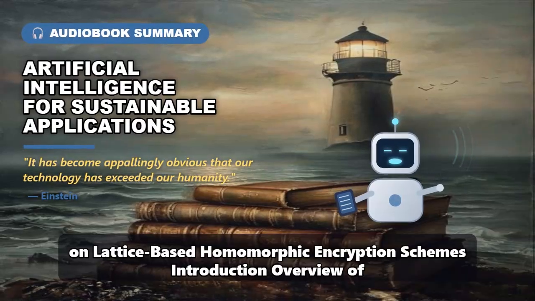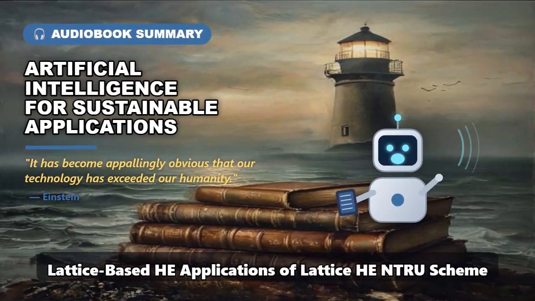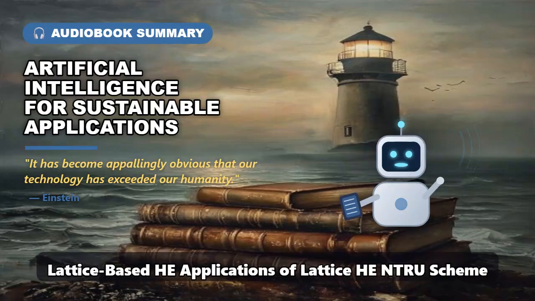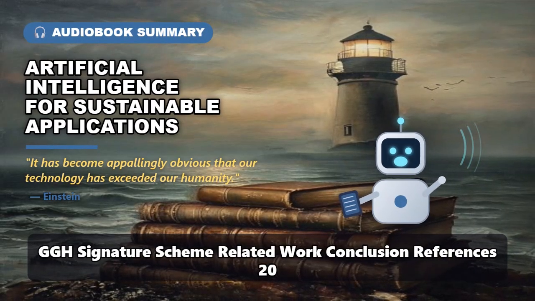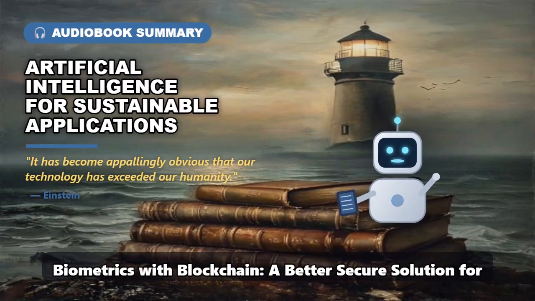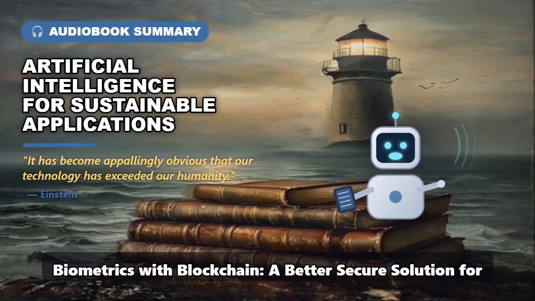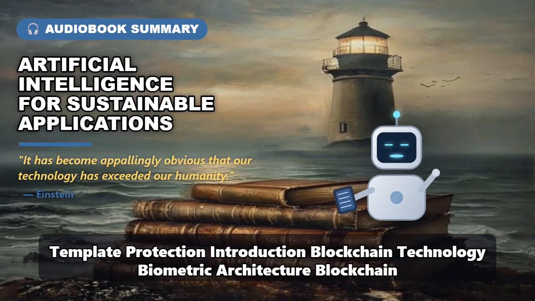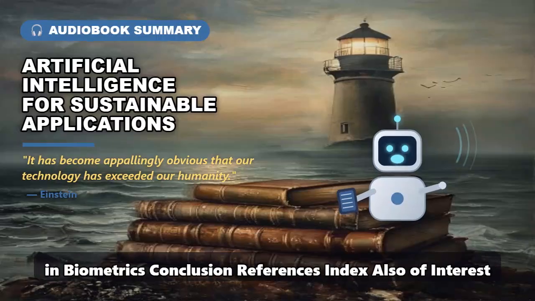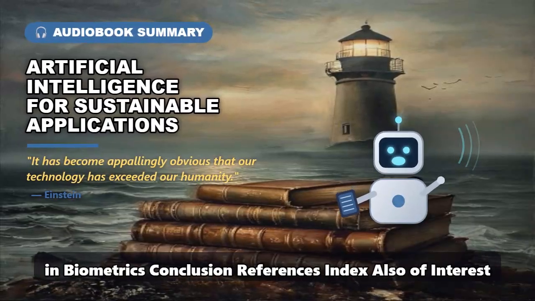Introduction. Overview of lattice-based HE. Applications of lattice HE: NTRU scheme. GGH signature scheme. Related work. Conclusion. References. 20. Biometrics with blockchain, a better secure solution for template protection. Introduction. Blockchain technology. Biometric architecture. Blockchain in biometrics. Conclusion. References.